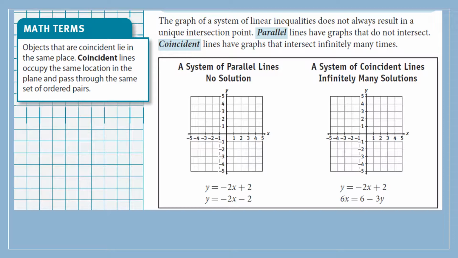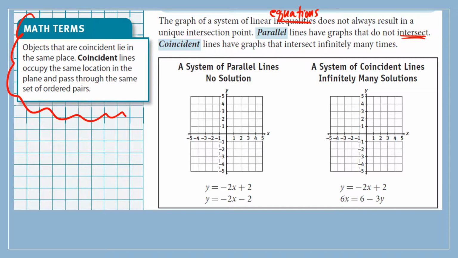So the graph of a system of linear inequalities, and I think that's a typo. I think we're still talking about equations here, not inequalities, but it's true either way. The graph of a system of linear equations does not always result in a unique intersection point. Parallel lines have graphs that do not intersect. We already know that. That's the definition of parallel. And coincident lines have graphs that intersect infinitely many times. So lines that are on top of each other are coincident lines.